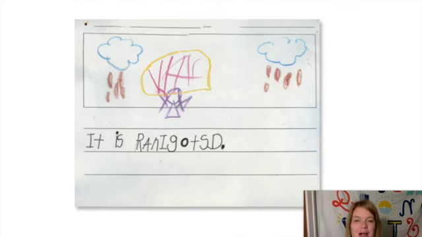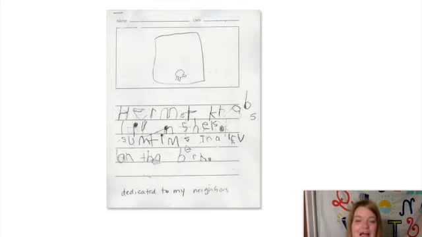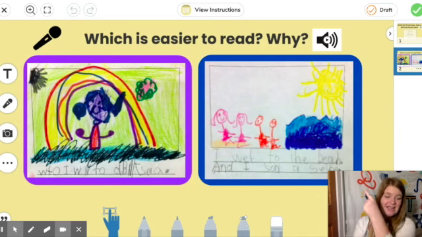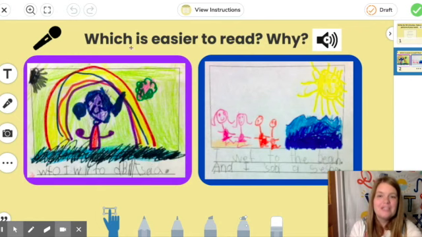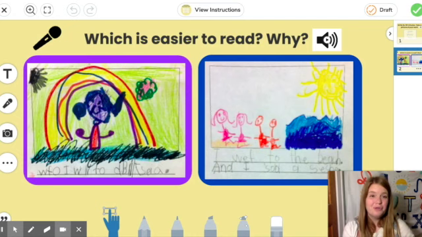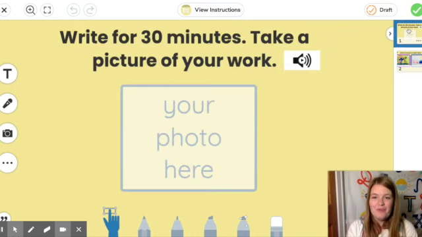So hopefully watching me look at some of this writing and talk about what makes it easy or difficult to read writing gives you ideas about how you can do your writing today so that others can read it. In your Seesaw assignment today, you're going to take a look at two different pieces of writing and answer the question, which is easier to read and why? So think about that readable writing conversation we had and which of these is easier for you to read. Then you'll set your timer for 30 minutes and do your writing using the writing tools on your writing slide. Write for 30 minutes and take a picture of your work to post to Seesaw.